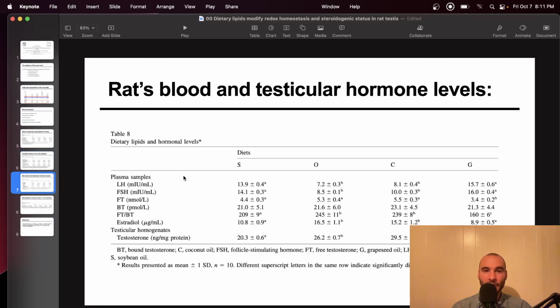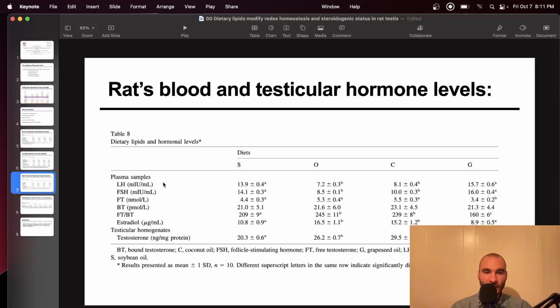Next thing we're going to look at is, so we know that the grapeseed oil and soybean oil, these high polyunsaturated fats, cause oxidative stress inside the testicles, but what does that do to hormones? What does that do to the actual hormones secreted by the testicles into the blood? So on this slide, we're looking at rats' blood and testicular hormone levels. Again, the S is for the soybean oil group here, the O is for the olive oil, C is for coconut oil, and G is for grapeseed oil.